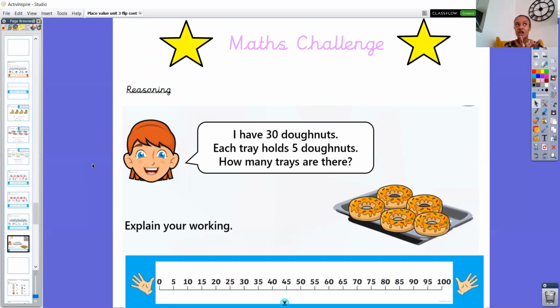So there are 30 in total, and there's groups of 5. So I think you want to find out how many trays there are, so you're going to want to count in your 5s until you get to 30 and see how many fingers you have got up.